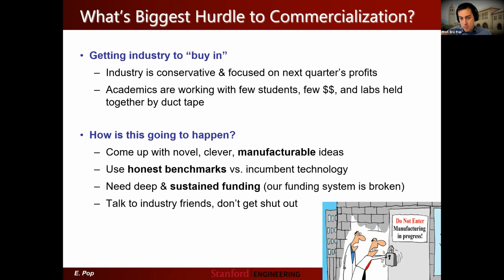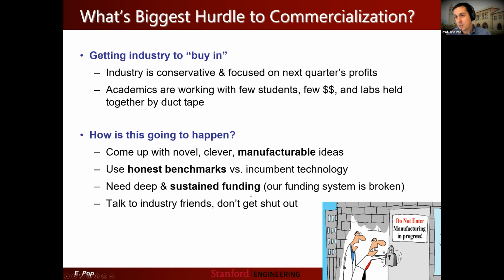So that leads me to my next point, that we really need to come up with novel, clever, and manufacturable ideas in order to really advance this field into industry. We have to be honest with our benchmarks against the incumbent technology. And we need sustained and deep funding. And I'm sure all the professors and PIs on this call agree with that.